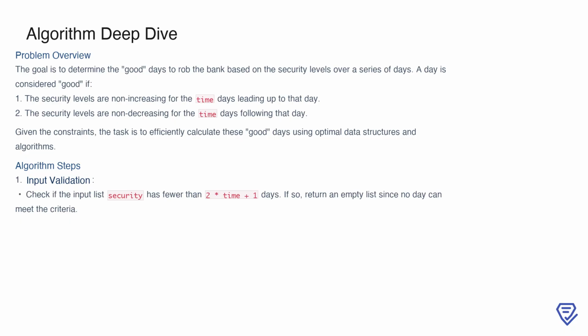First, we need to validate the input. If the length of the security array is less than 2 * time plus 1, the task becomes impossible because there aren't enough days to satisfy the conditions. In such cases, we directly return an empty list. This simple check prevents unnecessary computation for invalid inputs and sets the foundation for the algorithm.